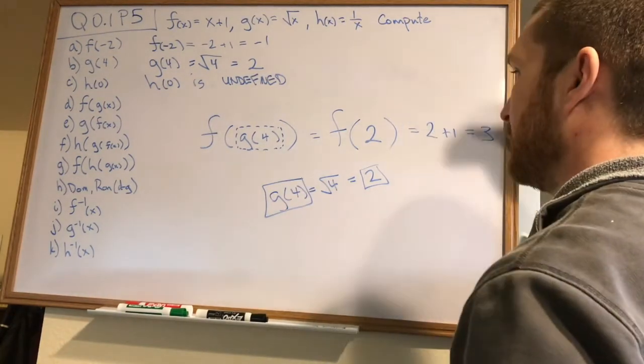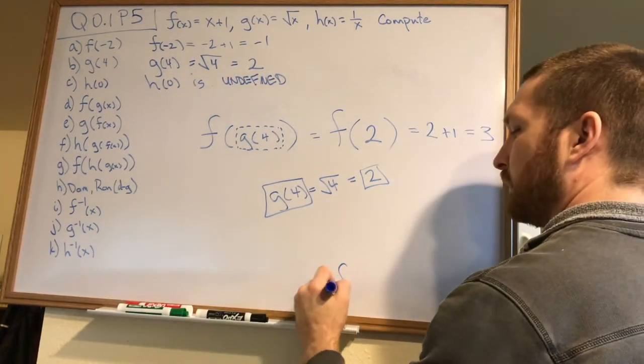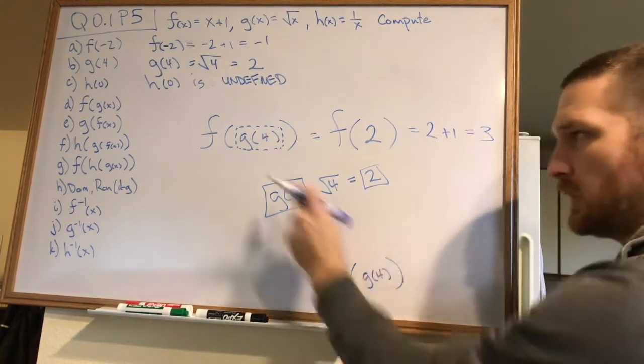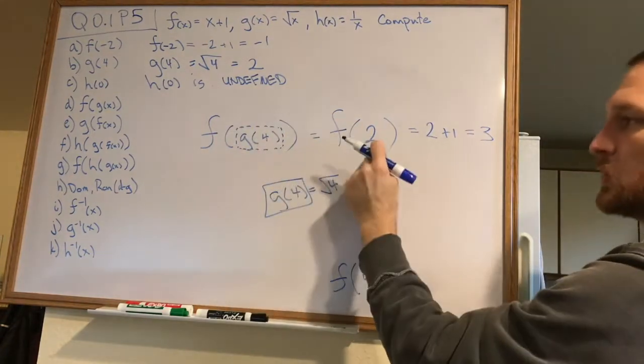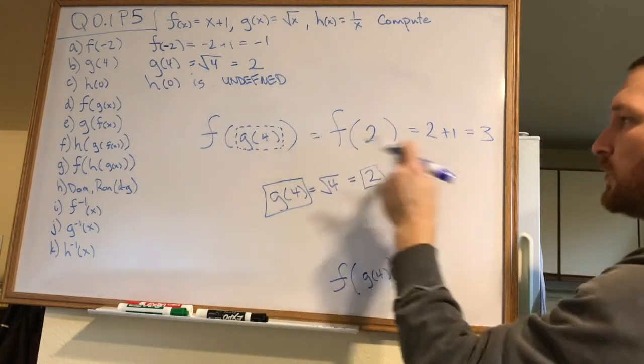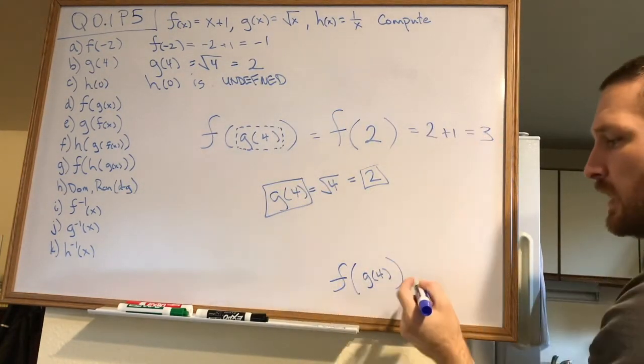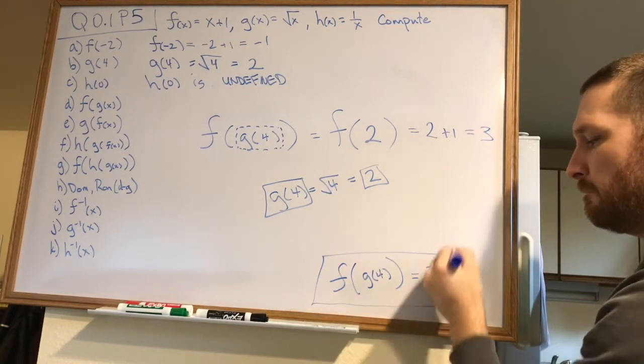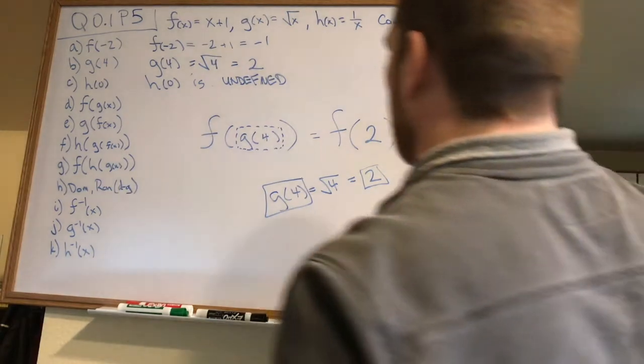We're going to do the same thing. Let's just, real quick, I don't want to lose this work. f of g of 4, we just evaluated that works out to 2. So it's the same as f of 2, which comes out to 3. All right, we'll use that in a second.